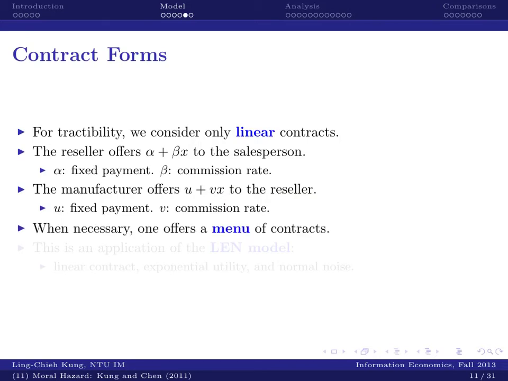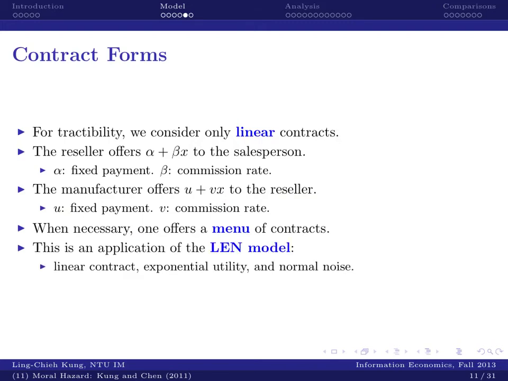When it is necessary, the contract designer is going to offer a menu to the contract follower. Yeah, and we're going to see that later. So collectively, we say we are applying this LEN model because we are using linear contracts, exponential utility functions, and normal noise.